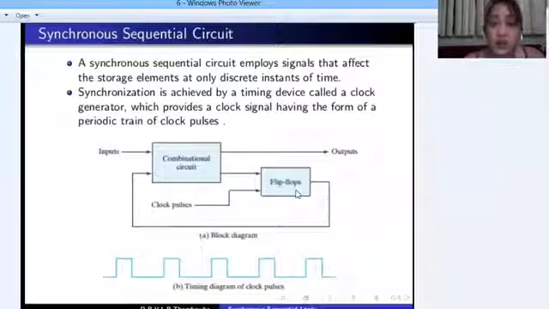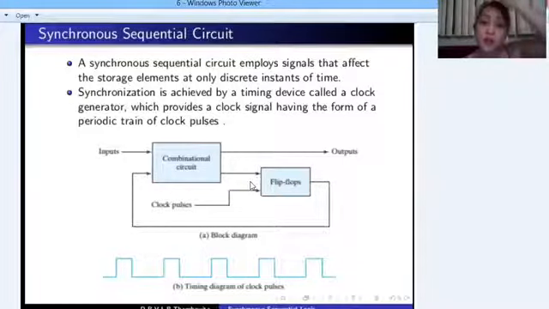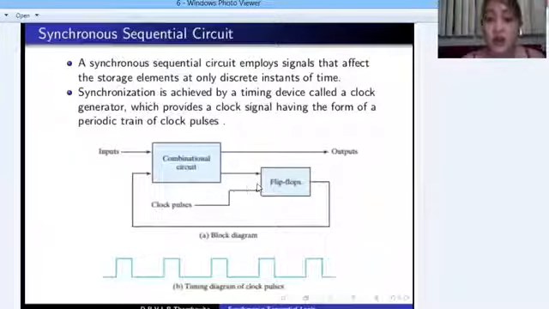Synchronization is achieved by a timing device called a clock generator, which provides a clock signal having the form of a periodic train of clock pulses. So when we say clock pulses, they are square waves. So that represents the clock signal. And as you can see, the difference between the synchronous and asynchronous sequential circuit is these pulses that are entered into the flip-flops or our memory elements.